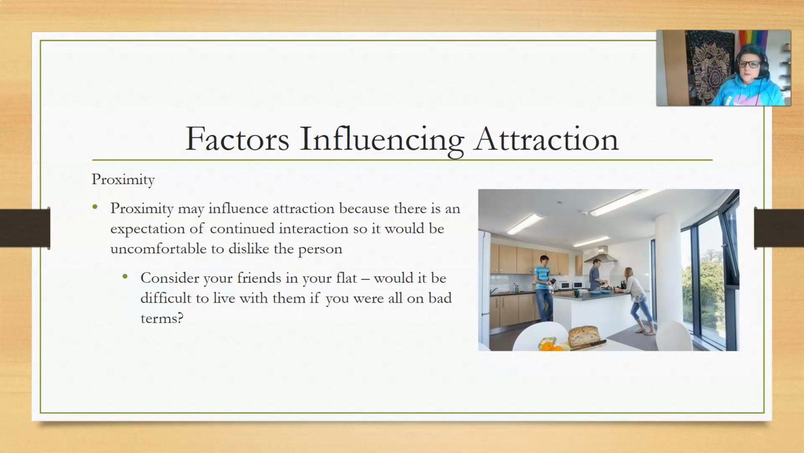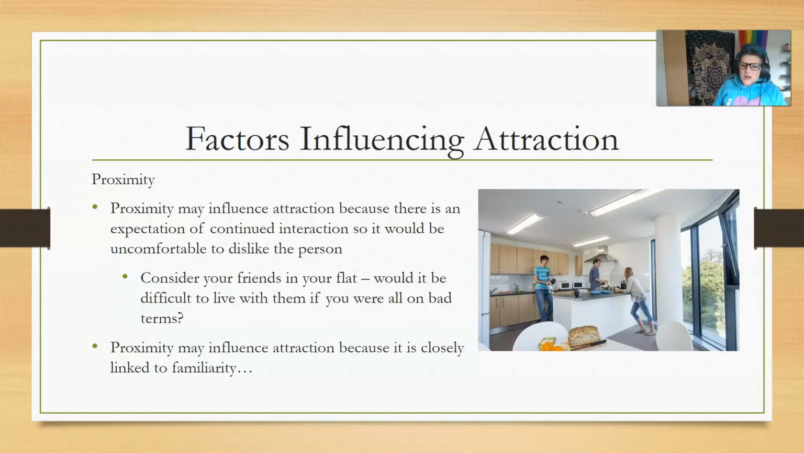Now, proximity may also influence attraction because there's an expectation of continued interaction, so it'll be uncomfortable to dislike the person. So, basically, you have this underlying want to get on with people that you're going to have continued interactions with. And so you might be slightly more forgiving of nuances of their personality or behaviour that might irritate you in people who otherwise you wouldn't see so much. So you're a little bit more forgiving of people who you expect to have consistent interactions with. And if you're more forgiving of them, then you're probably more likely to become attracted to them.